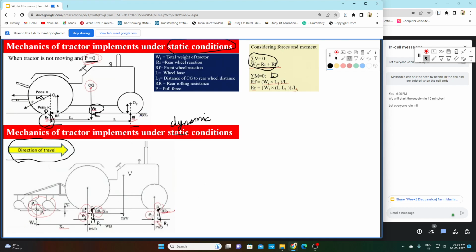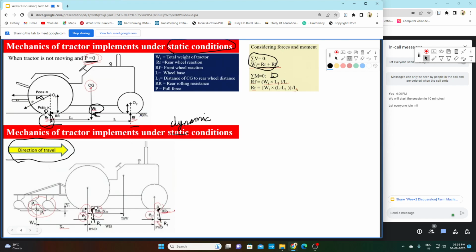But what is the change from this diagram to this diagram? You can see here the reaction at the rear wheel as well as front wheel is at the center of the wheels, but here the reaction is not at the center. You can see some eccentricity here, some eccentricity here also. Why? Because the tractor is connected with an implement.